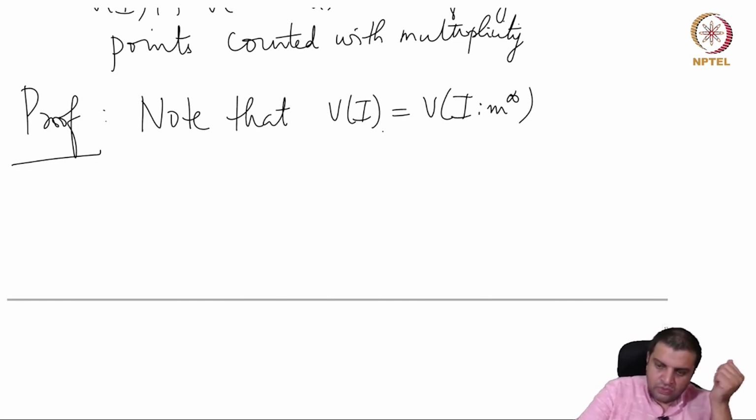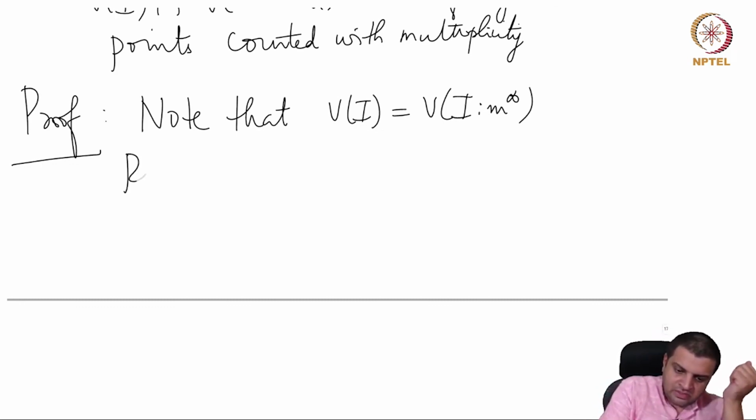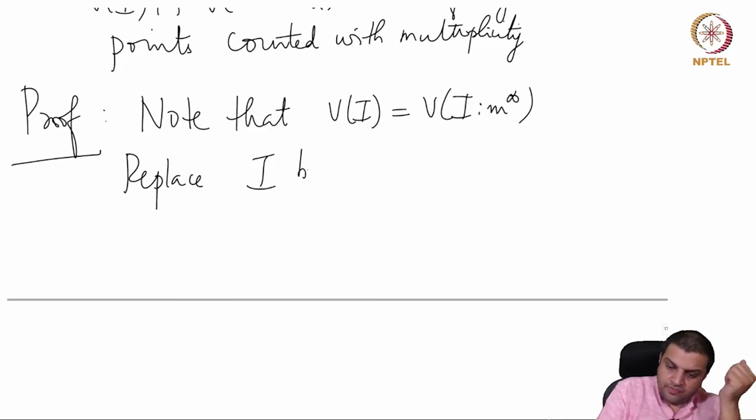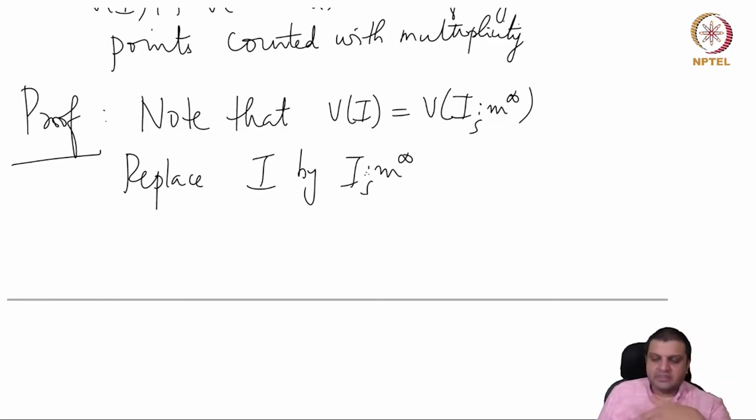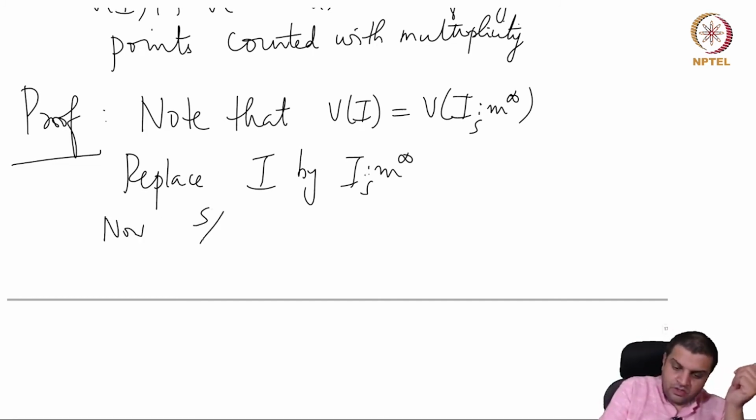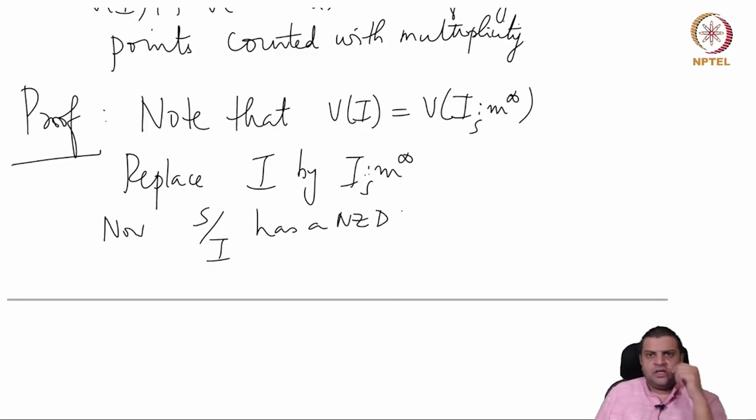Okay, so repeat. Doing this, replace I by I colon M infinity in S, saturating out M. Now S mod I has a non-zero divisor. This was the argument that we did earlier. So now go modulo that thing. We have reduced the dimension and now use induction on dimension.